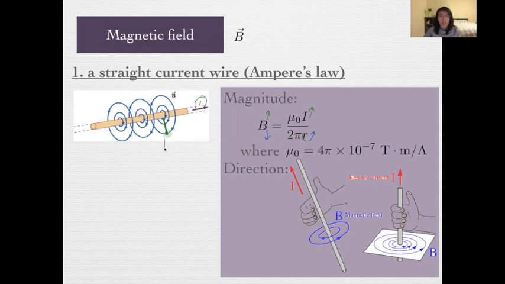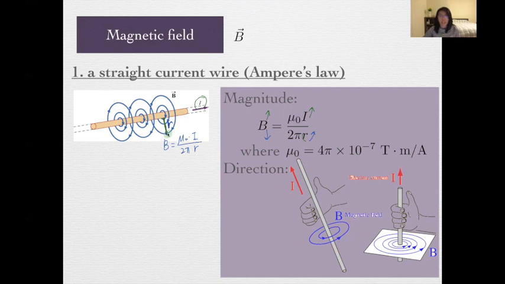So basically, the magnetic field at this point is mu naught, which is a constant permeability, times the current, because it's proportional to the current, over 2 pi r. r is the shortest distance between the point and the wire. So this is r, this green line is r. This equation is also called Ampere's law, which takes care of the magnitude.